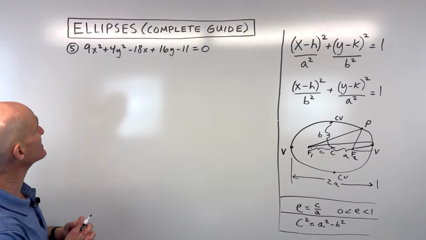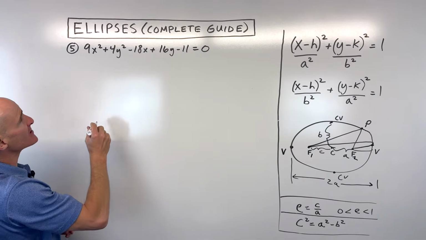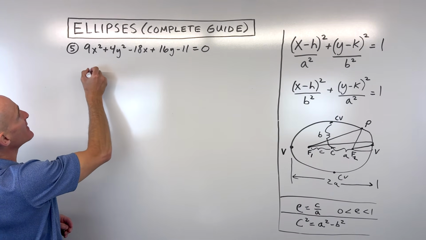But let's get into this last example. So pretty exciting here. We've got this equation, but it's kind of a jumbled mess. And so what we're going to do is group the x's together.